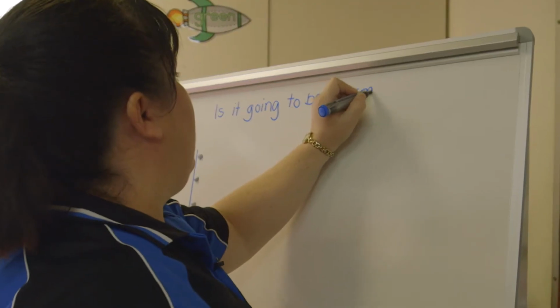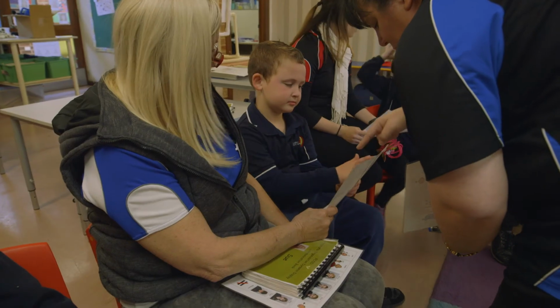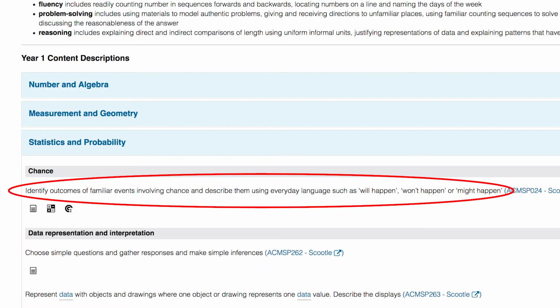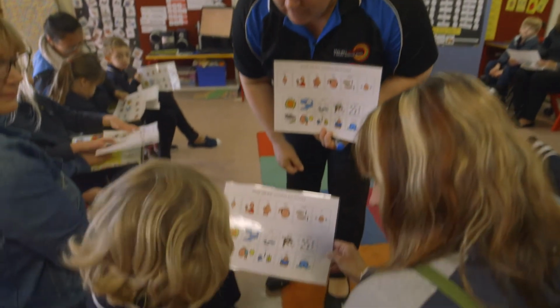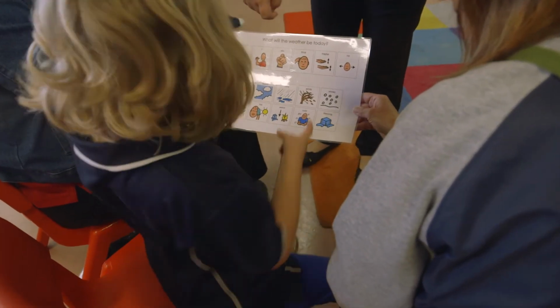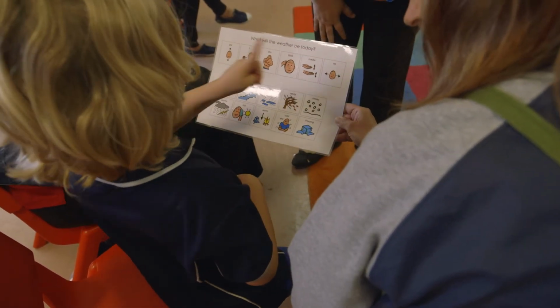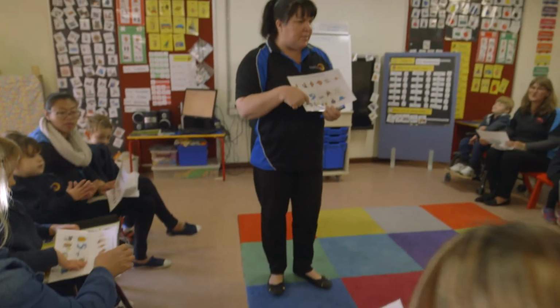The teacher follows up with another activity using data to predict the chance of rain. Students are supported in their responses with modelled language and images. Will happen, won't happen, or might happen. Do you think there's going to be a storm today? You tell me which one. Yes or no or maybe. No. Alice is saying no storms, Edie.